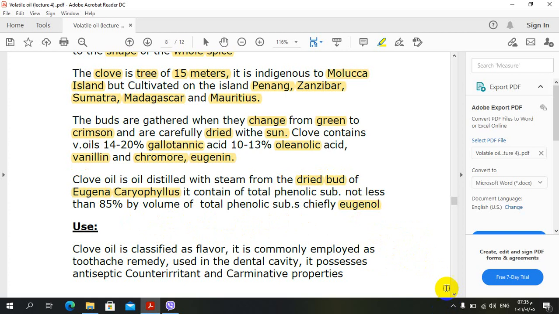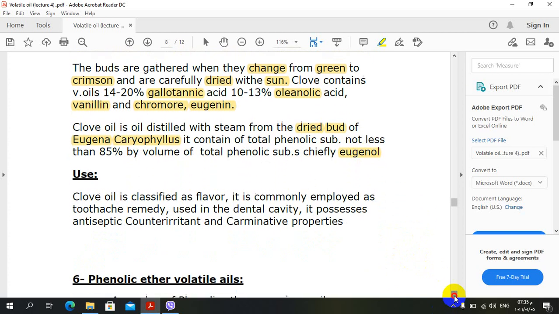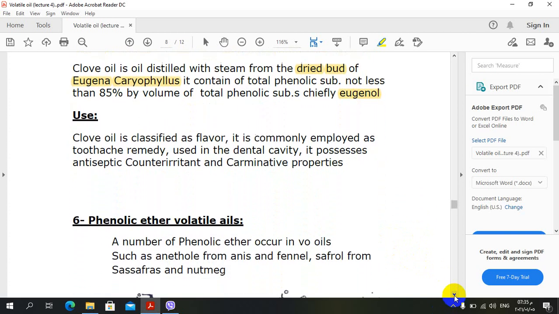Uses: clove oil is classified as a flavor. It is commonly employed as a toothache remedy, and you will see this available in pharmacies. Used in dental cavity, it possesses antiseptic, counter-irritant, carminative properties. 6. Phenolic ether, volatile oil.